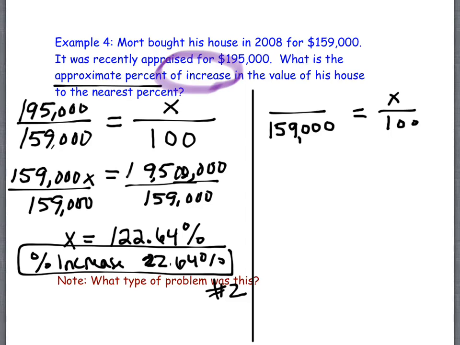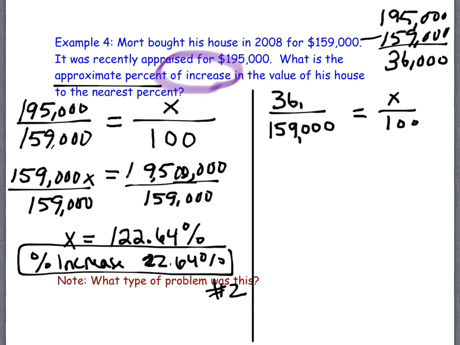Can we subtract them? Yeah, we could. It actually asked us for the percent of the increase of the value, so we could actually just figure out, well, what is the increase in the value? I mean, how much did it increase in value? So we could actually, at the very beginning, go 195,000 minus 159,000, and what would we get? Right. So this 36,000 is actually the value of the increase.